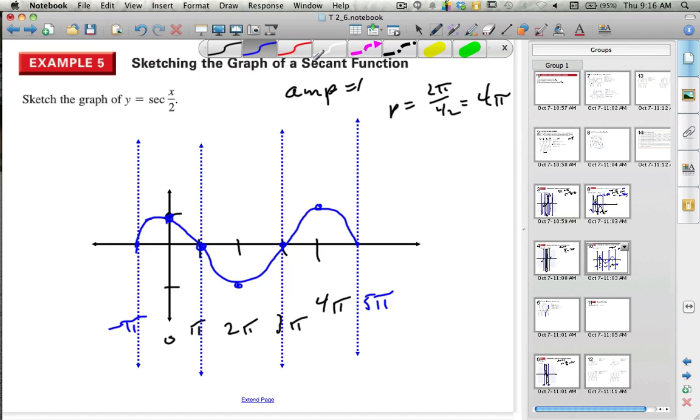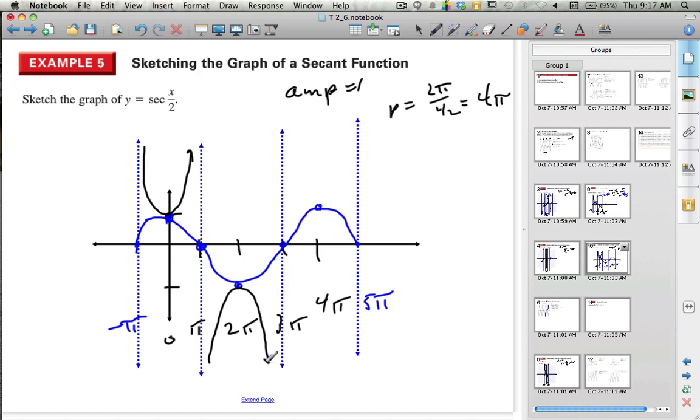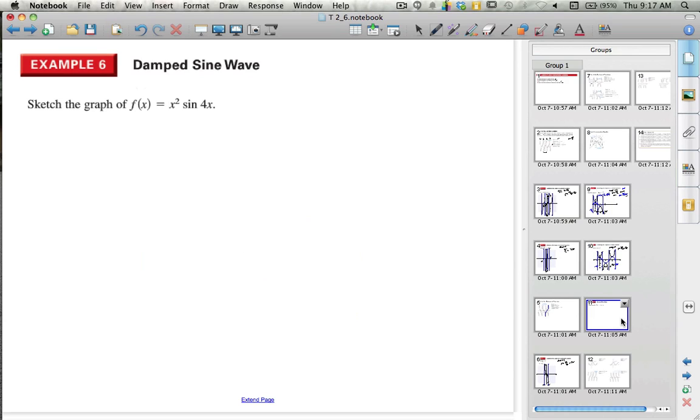Okay, and if I want to go ahead and graph this now, I come in along the asymptote, pass through the maxima. Coming along the asymptote, pass through the minima. Coming along the asymptote, pass through the maxima. This is the graph of a secant function. Okay, very similar. As long as you know how to graph sine and cosine, it's an easy extra couple of steps to go ahead and do secant and cosecant.